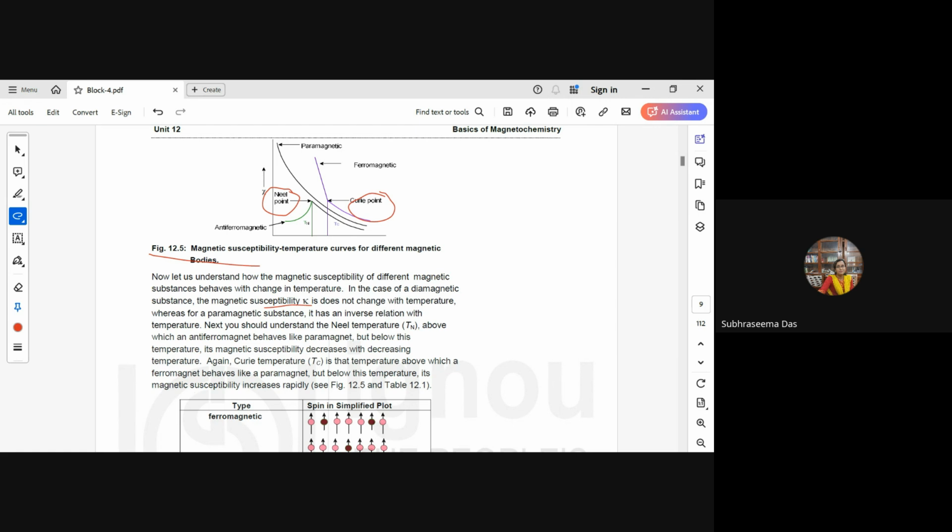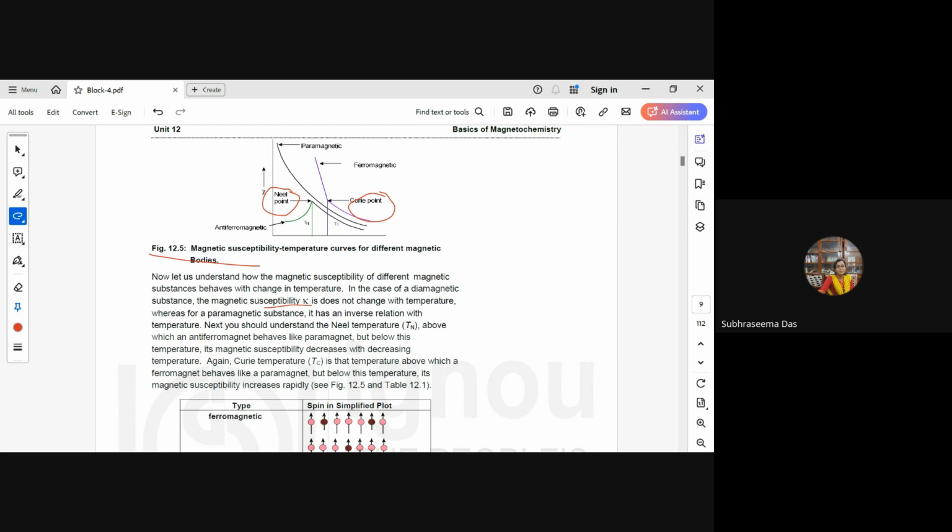Since it is inversely proportional to temperature, two different types of temperature arise. One is the Néel temperature. The Néel temperature is defined as the temperature above which an antiferromagnet behaves like a paramagnet. But below the Néel temperature, the magnetic susceptibility decreases as you decrease the temperature.